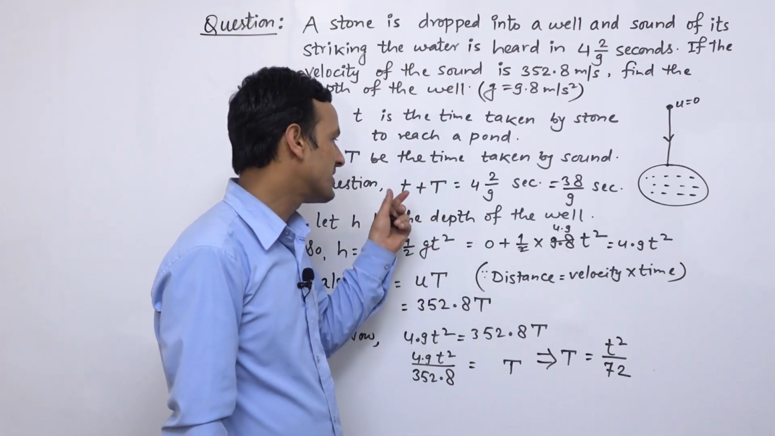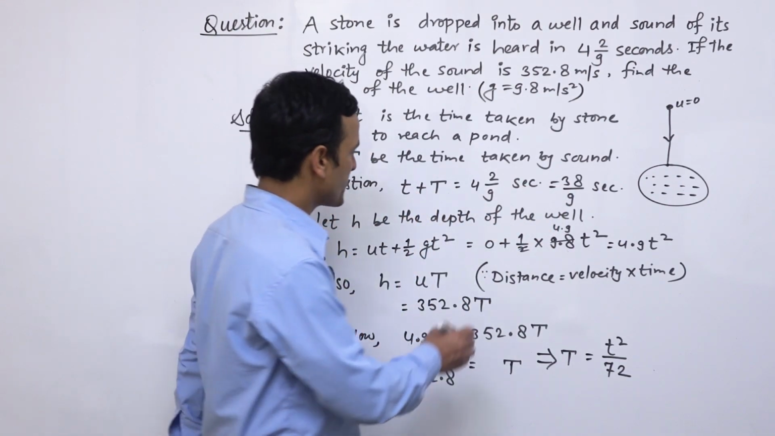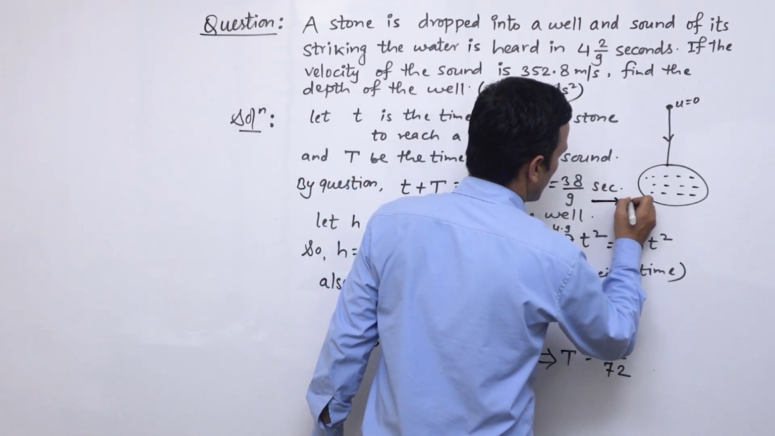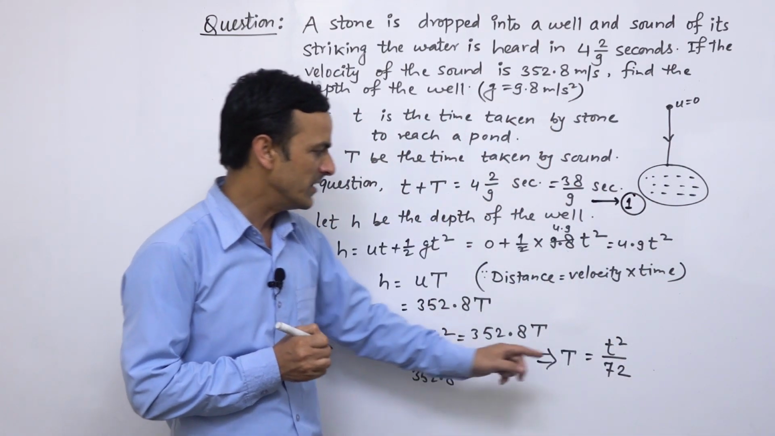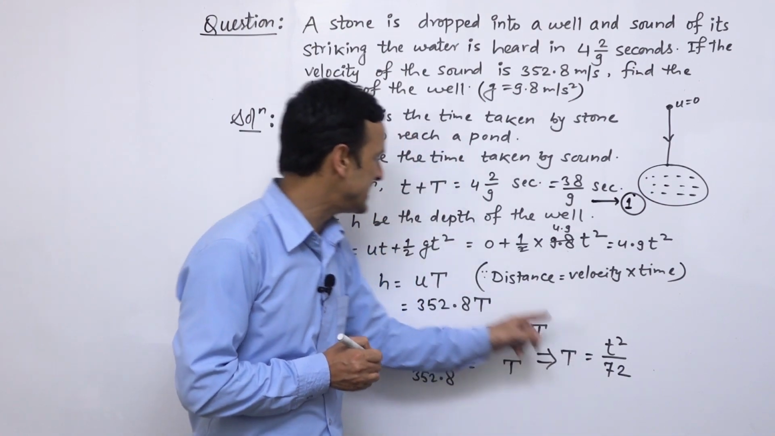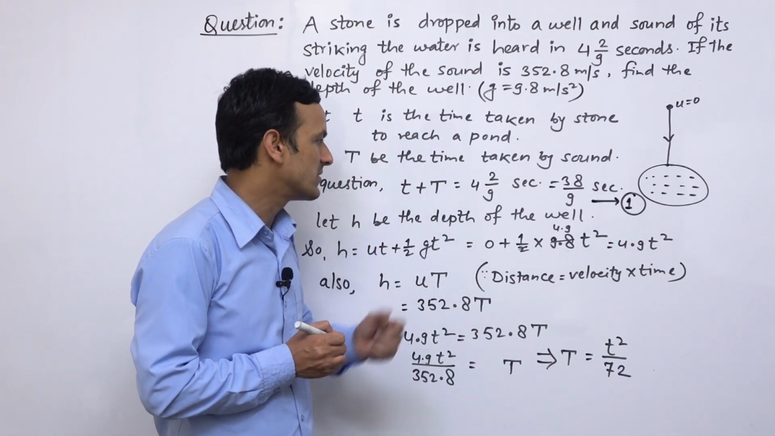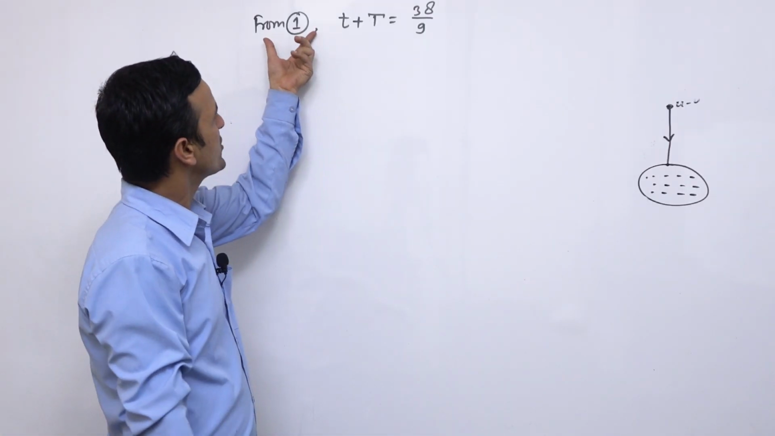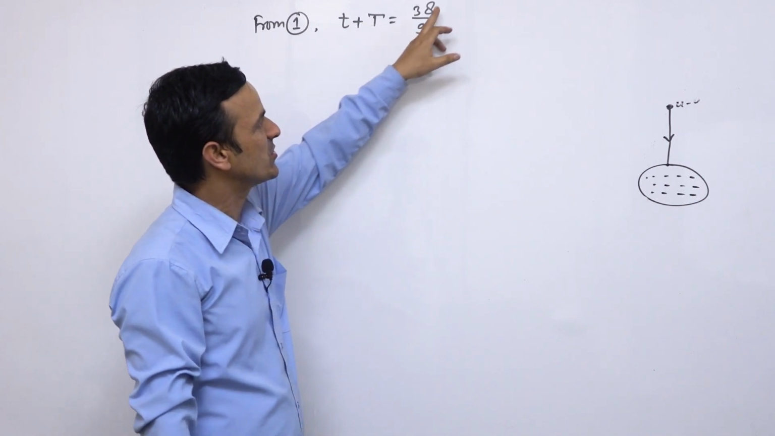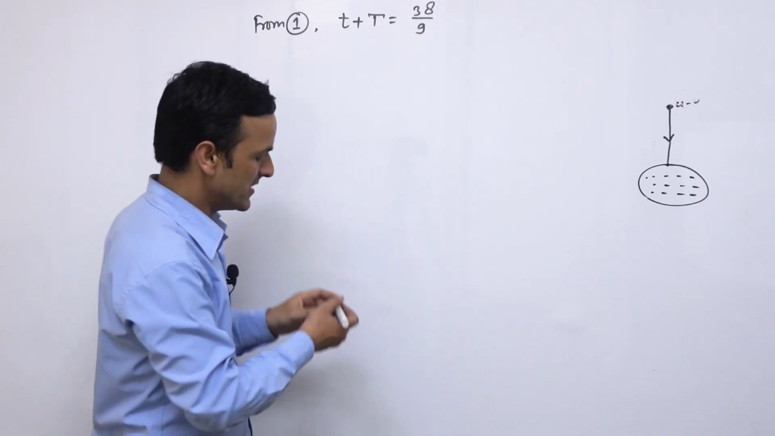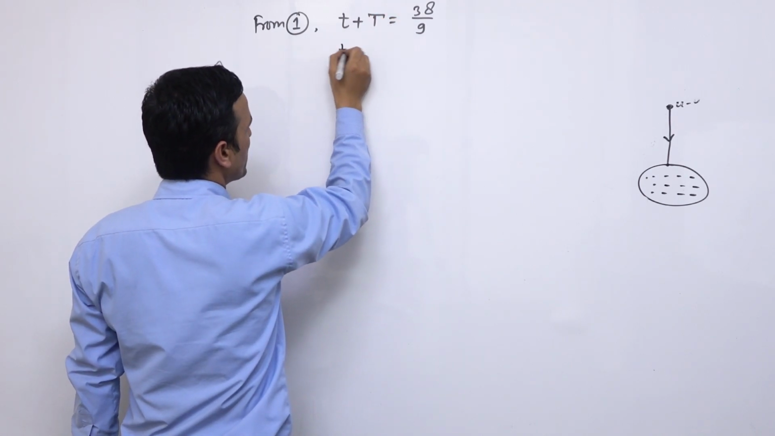So let's find out the small t from this equation. We can suppose it as equation 1, and substitute the value of t in this equation. Now let's find the value of small t. We can use equation 1. Here t plus capital T is equal to 38/9 seconds. So we find the value by substituting the value of capital T over here.